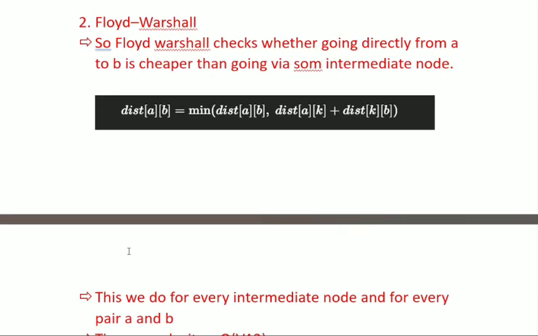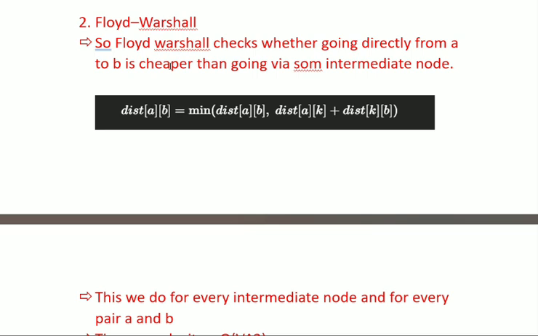The next way we can find the minimum distances between all the pairs is using Floyd Warshall. So what Floyd Warshall does is, suppose let's take an example. If you have to go from Delhi to Mumbai, there is a direct path, and there are some other intermediate paths which go via other cities.